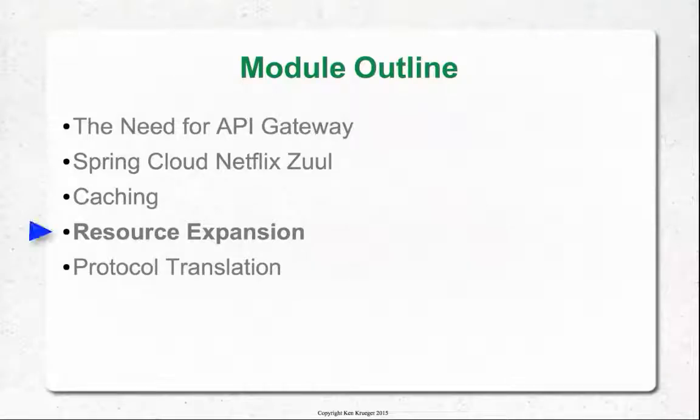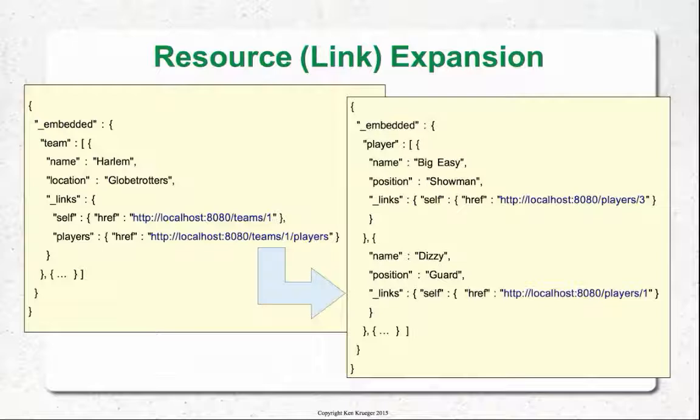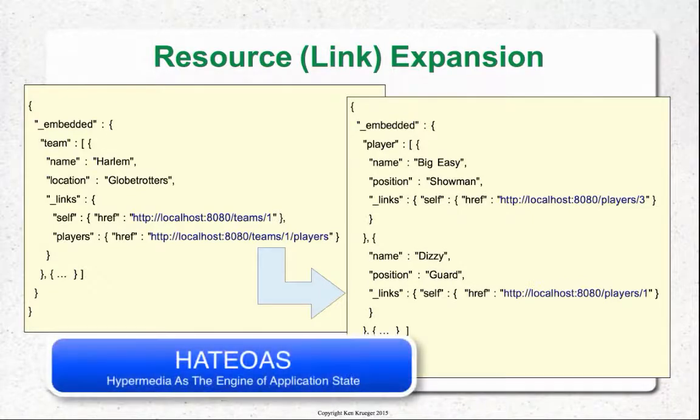Okay, so now let's explore a topic called resource expansion. Another thing we might need our API gateway to take care of is a requirement that we call resource expansion or link expansion. This is most easily seen in RESTful services that follow the HATEOAS principles, things like the team player example that we started the course with.